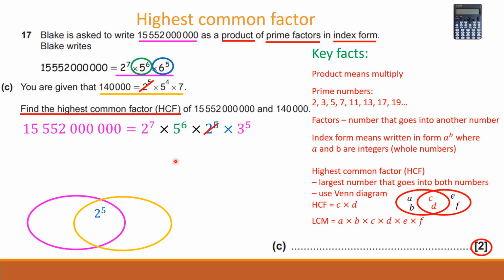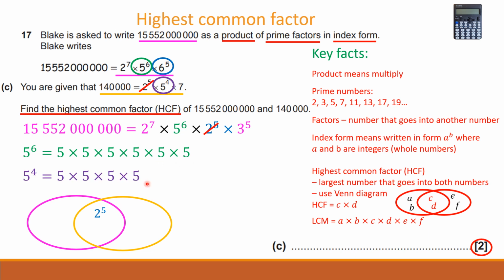We're now going to look at the 5 to the power of 6. Now this one has got a 5 to the power of 6, and here we've got 5 to the power of 4. So if I write down what 5 to the power of 6 means, it means 5 times 5 times 5 times 5 times 5 times 5. And 5 to the power of 4 means 5 times 5 times 5 times 5. So this is 6 times, and this is 4 times. So we want to know what is common to both of these terms. I've got 1, 2, 3, 4 5s which are common to both. So that goes in the centre. The 4 5s go in the centre.